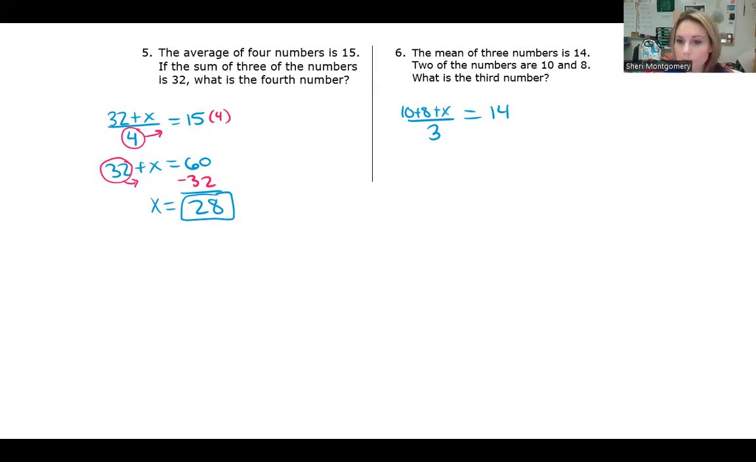So we are going to multiply by 3. And I can go ahead and add 10 and 8, so it's 18. What's 14 times 3? And then we need to subtract 18. What do you get? 36. Somebody else get 36 too?